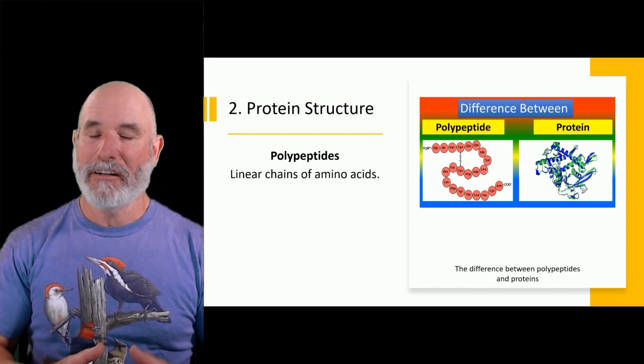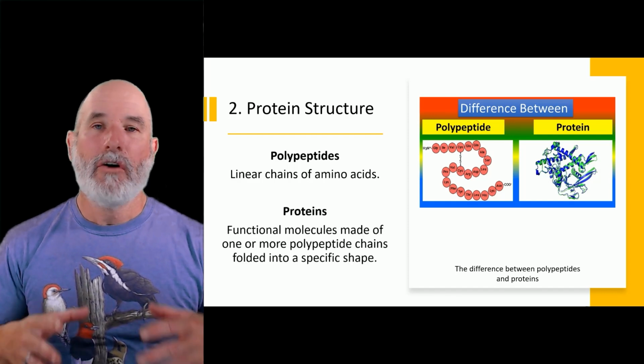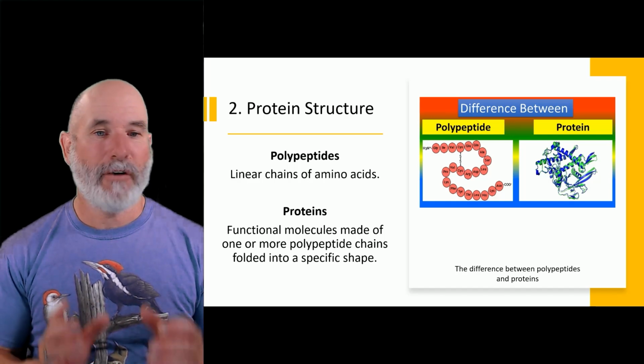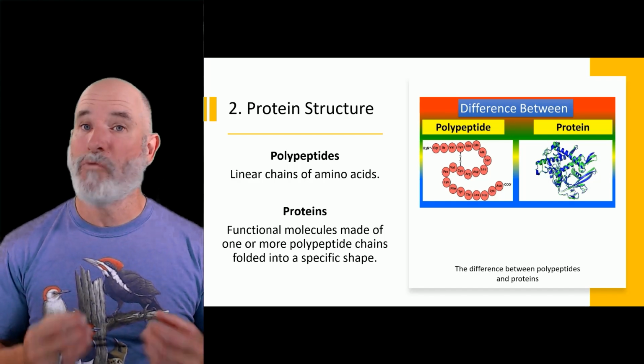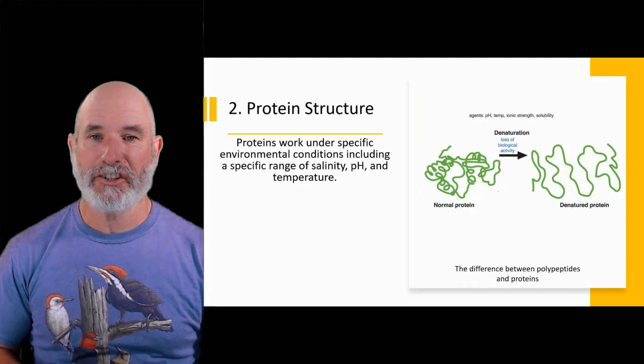So just to be clear here, polypeptides are linear chains of amino acids, whereas a protein is a functional molecule made of one or more polypeptides that are folded into a specific shape.